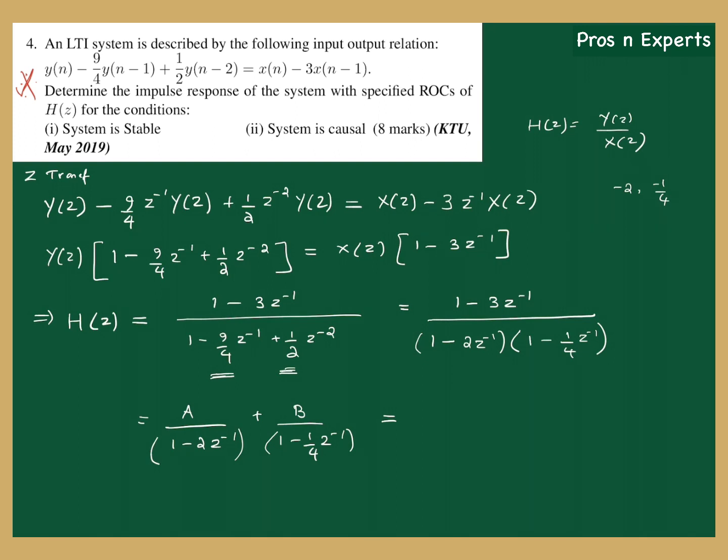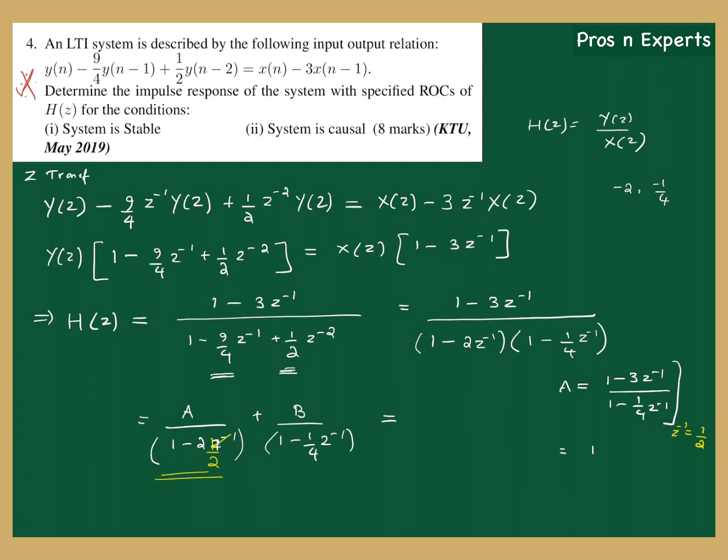A is equal to, you multiply this fraction with this factor, so this factor will be gone, and so 1 minus 3 z inverse by 1 minus 1 by 4 z inverse at z inverse equal to, that's the big question. At what value of z inverse? Look at this fraction. For z inverse equal to 1 by 2, this denominator will become 0. So at z inverse equal to 1 by 2, what will be the value?